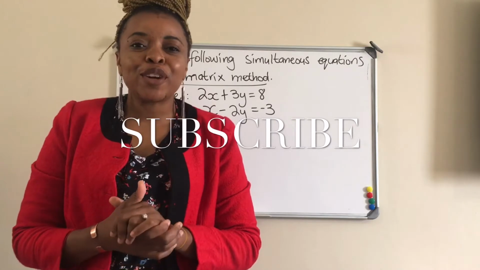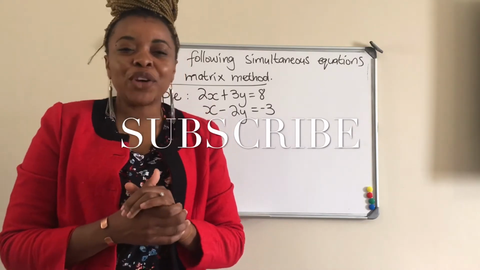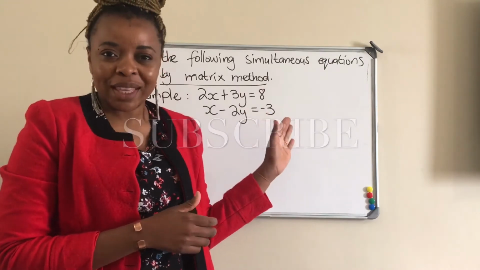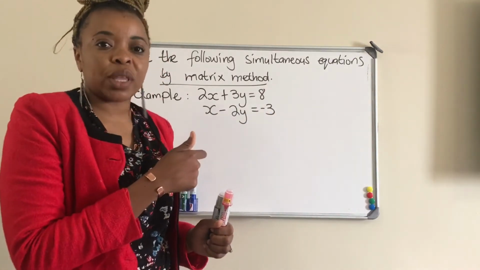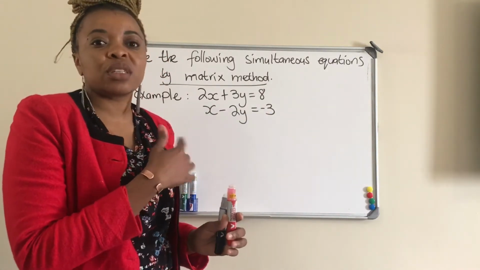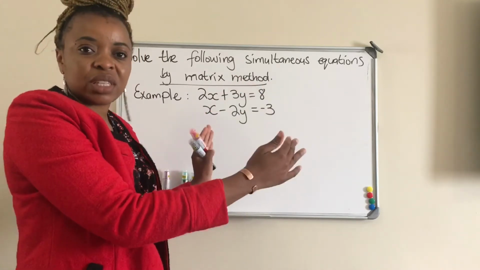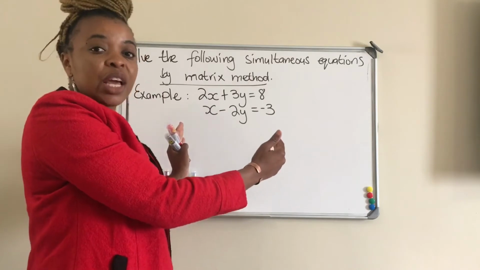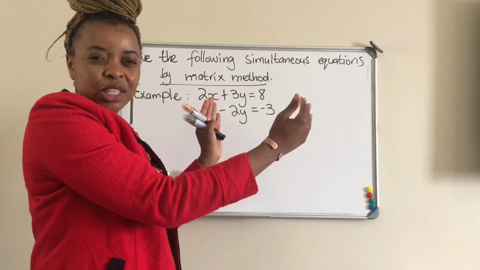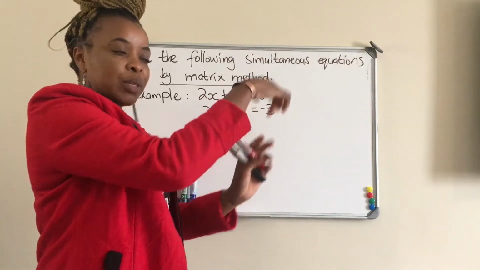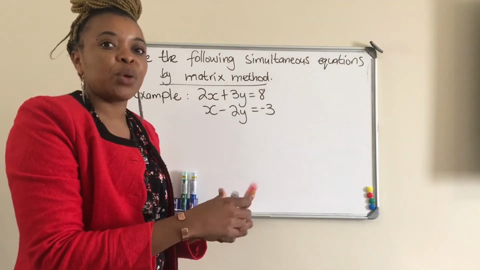Today we are going to be talking about matrices, and we are going to be solving simultaneous equations using the matrix method. Now, to use our matrix method, we are going to first need to split these equations up. We are going to create matrices. We're going to start with the one representing the coefficients, then one representing the variables, and then the one representing what we have on the other side of the equal sign.